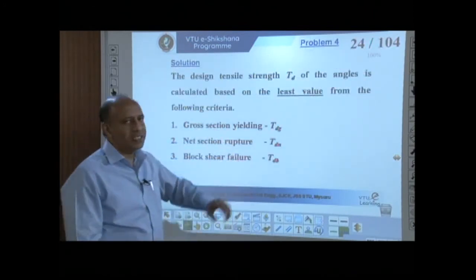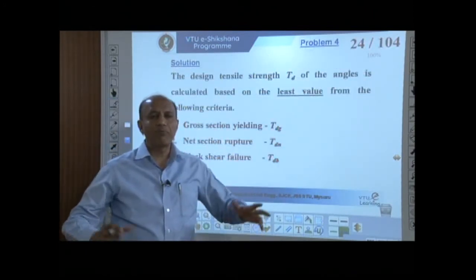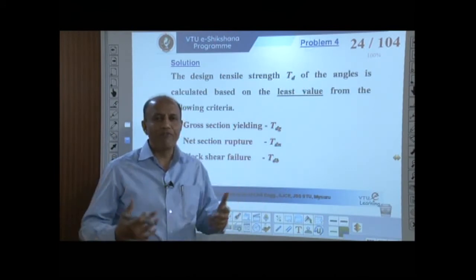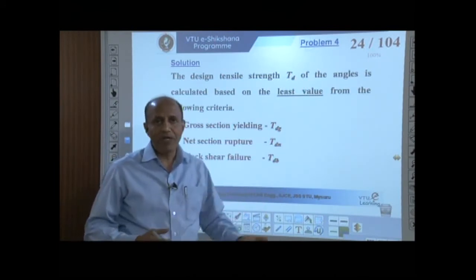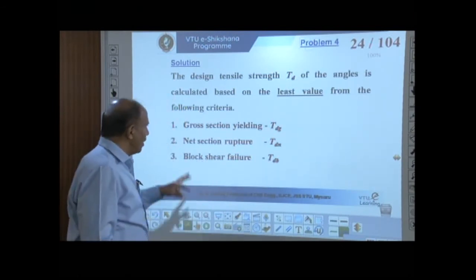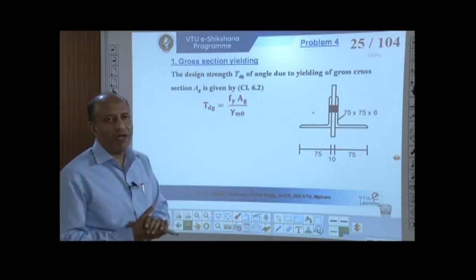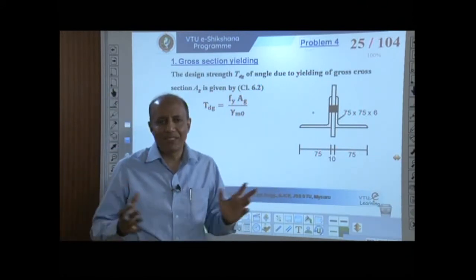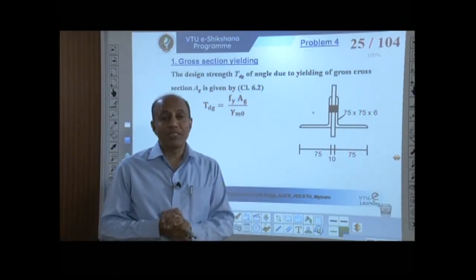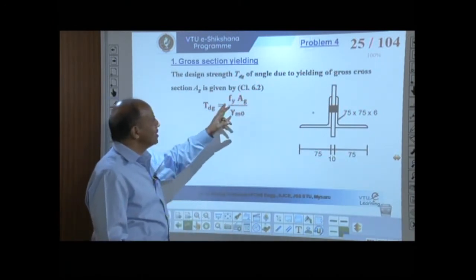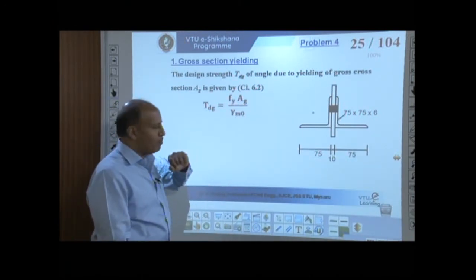So this slide is the same. That means we are doing this problem in a very similar sense, in the sense that we assume three different failure criteria and then calculate the failure under all these three criteria. So let us start with the first one, which is very similar: gross section yielding. We are talking about clause 6.2. So Td is equal to fy Ag by gamma m0.